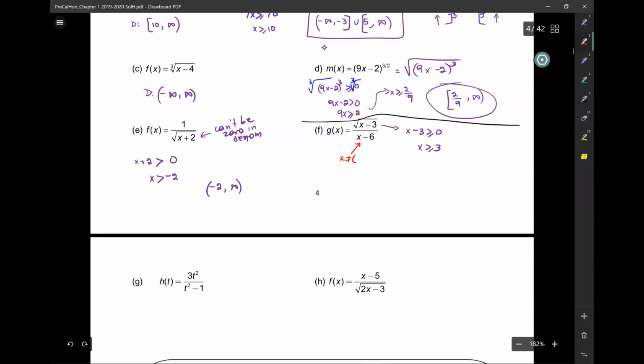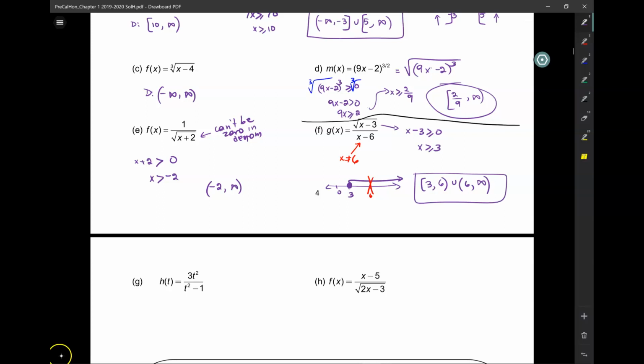X can equal 6. Okay, let's think about this for a minute and then I'll take your question. So this is 0, this is 3. This is telling me all of these numbers, right? Where is 6? Here. It can't be 6. So there is a cutoff there, one instant where it can't work. So you gotta do the union. It has to go from 3 to 6, 6 to infinity. Isn't that cool?